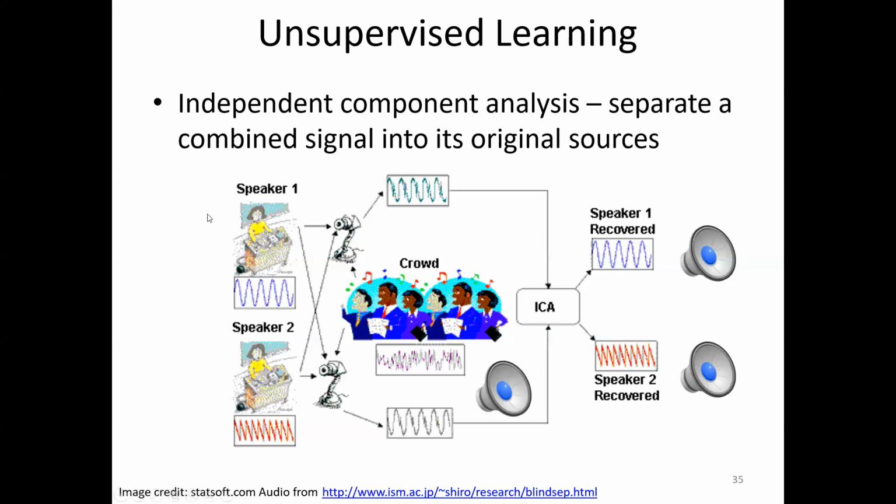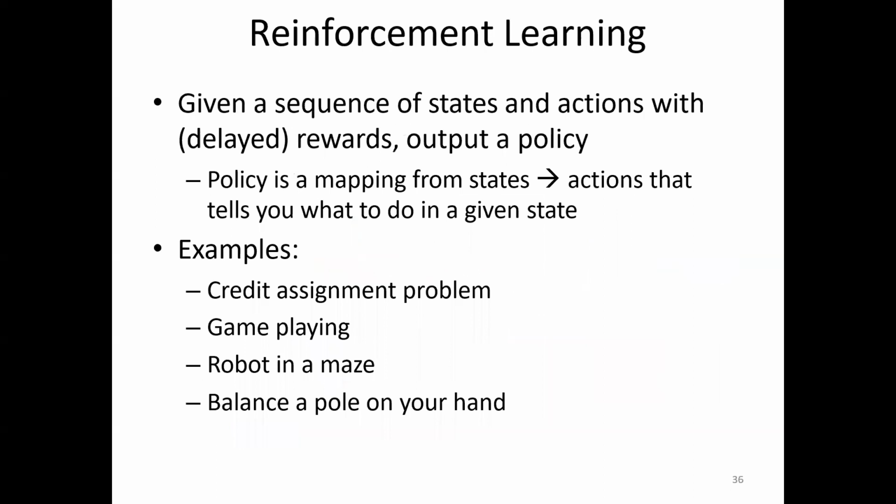Reinforcement learning: that would be given a sequence of states and actions with delayed rewards, output a policy. Policy is a mapping from states to actions that tells you what to do in a given state. Examples: credit assignment problem, game playing, robot in a maze, balancing a pole. And we'll talk about reinforcement learning more and more by the end of the term.